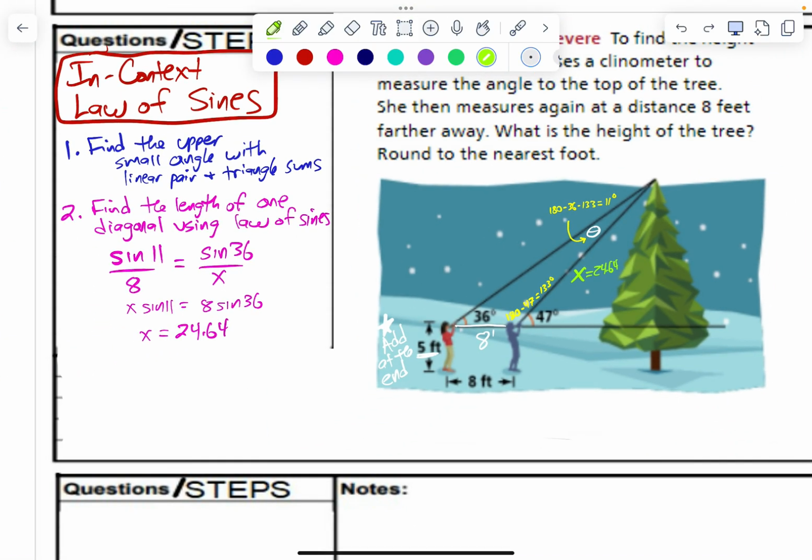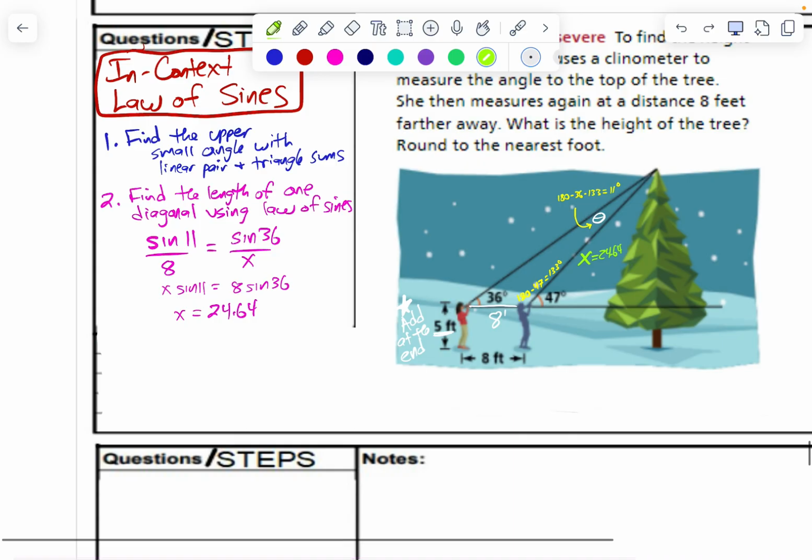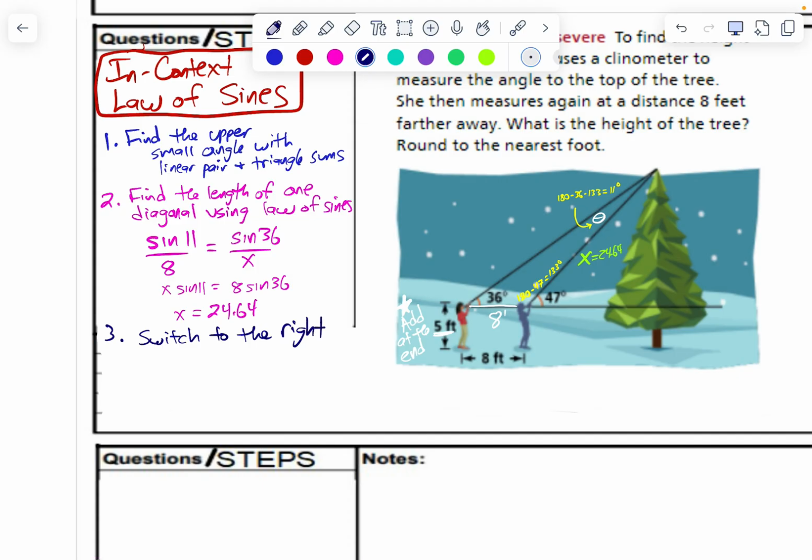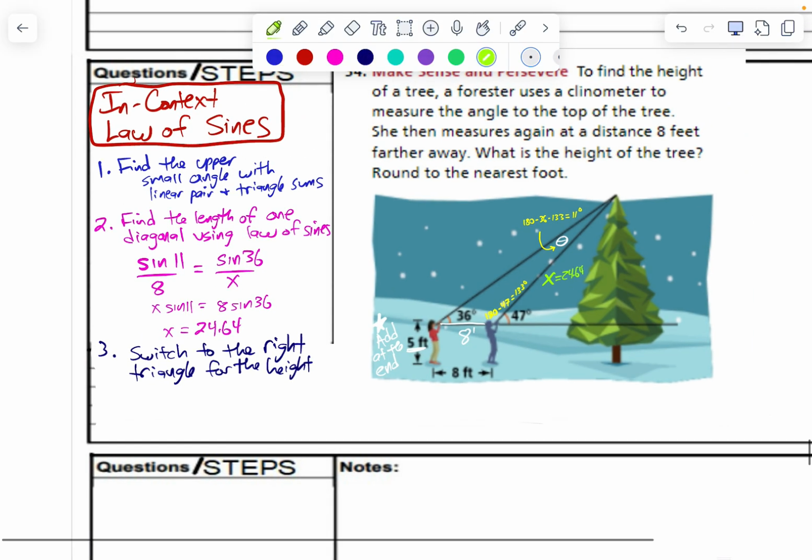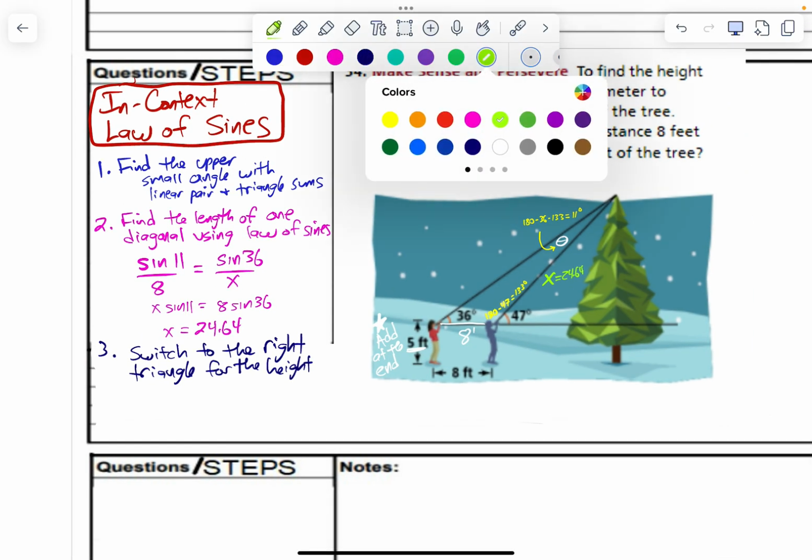Any questions on how we got that length? Everybody's good? Okay. Now we're going to switch over and do the right triangle. So switch to the right triangle for the height. And right triangles are easier. At least they should be.